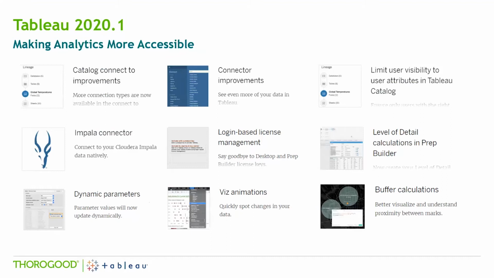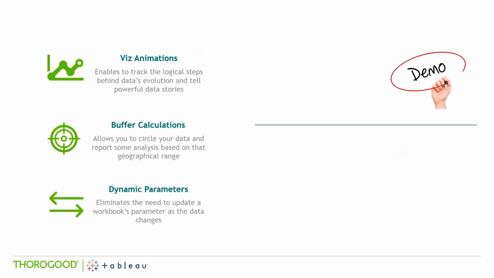And these are dynamic parameters, Viz Animations, and buffer calculations that we'll see in action in just 1 minute. But before, let me talk to you a bit about them. So Viz Animations help you to see and understand your changing data. So you can set this at a workbook or at a worksheet level. And what this feature does is it adds dynamism and insightfulness to your data.